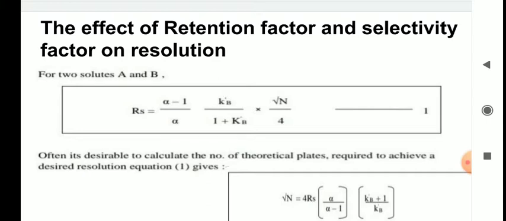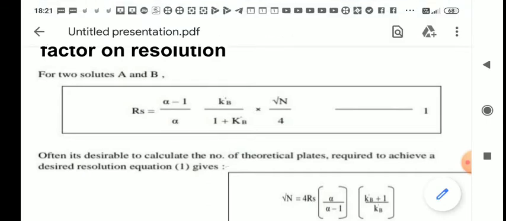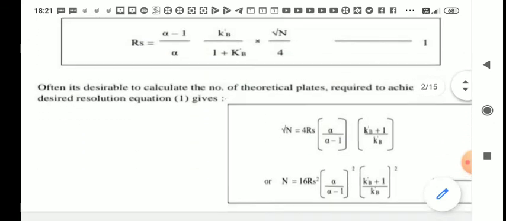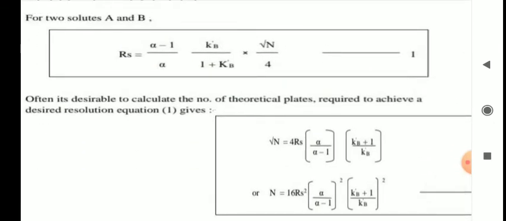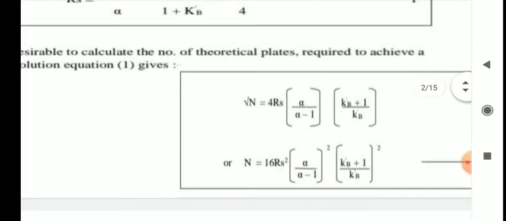If you want to calculate the plate number from this formula, then you have to just shift the terms which are there in the denominator on the right hand side to the left hand side and square them. So that is what is done in the equation below here. Square root of N is equal to 4Rs into alpha upon alpha minus 1 into k dash B plus 1 upon k dash B, and if you want N you have to square everything. So N will be 16 Rs square, alpha upon alpha minus 1, the whole square, k dash B plus 1 upon k dash B the whole square.